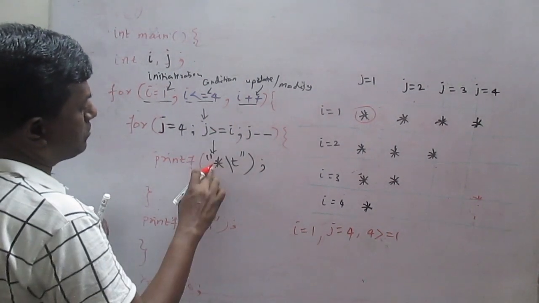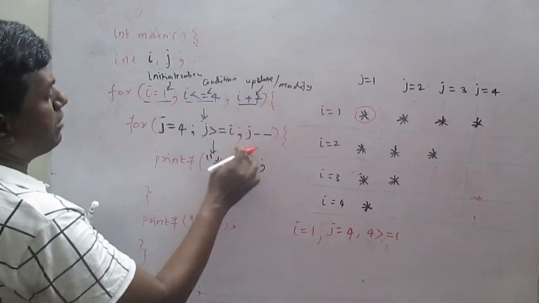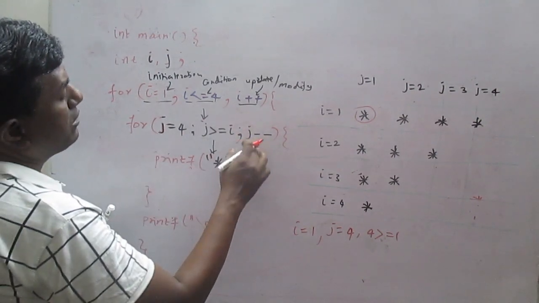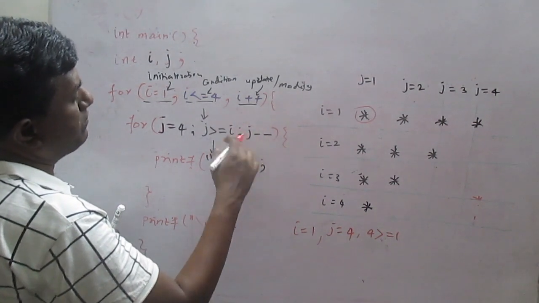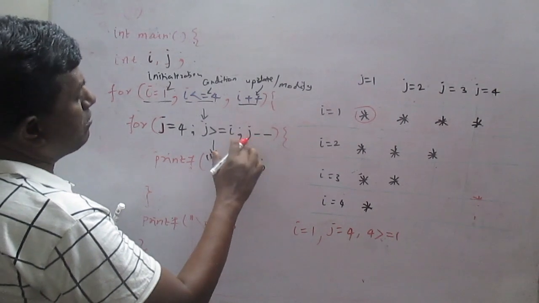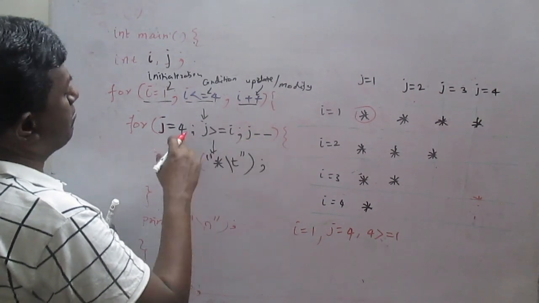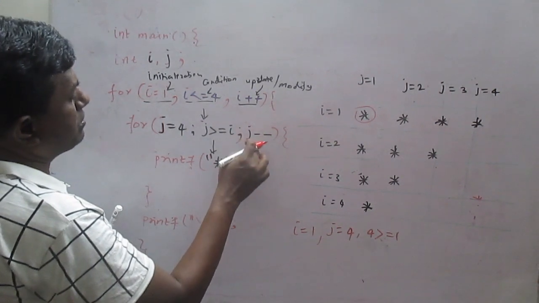So we are entering this loop, and then we are printing the star. Then again we are going back, now doing the decrement. Instead of the increment we did in the previous programs, now we are doing the decrement. Now j becomes 3, because j was initially 4, and after the decrement j becomes 3.